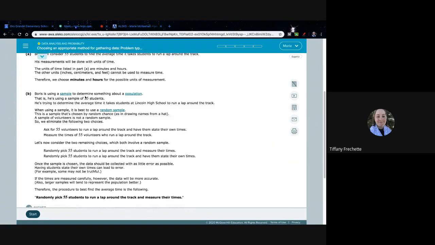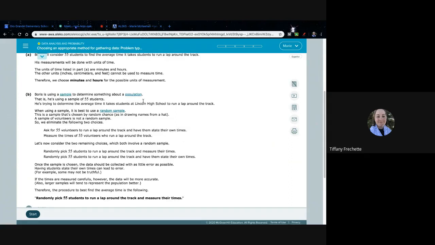Boris is using a sample to determine something about a population. So we've talked a little bit about sample and population at this point in some of the videos. So when we're taking a survey or gathering data, we want to figure out how we're going to collect that information. So if we're thinking of a population, his population is all of Lincoln High School students. So he wants to pick a sample, and his sample is 55 of all the students. So that's the basic idea here.